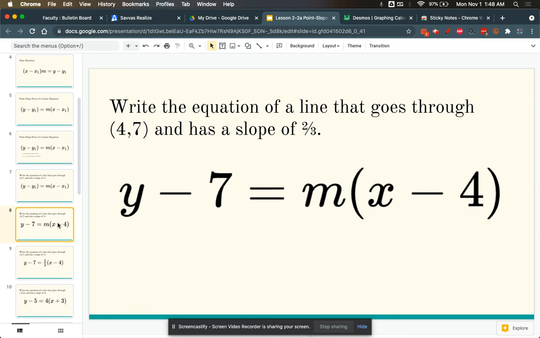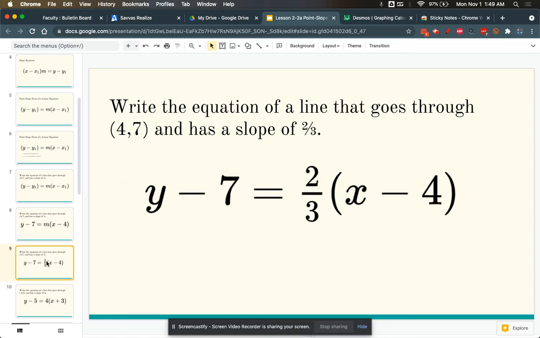Because it's based on the equation for slope, which is based on a change or a difference, it is what you are subtracting. So the point (4, 7) becomes x minus 4 and y minus 7. And the last thing I want to do is put in 2/3 in place of slope. So the equation of the line that goes through (4, 7) with a slope of 2/3 is y minus 7 equals 2/3 times x minus 4. And that's it. That's all you really need to do to write that equation in point slope form.